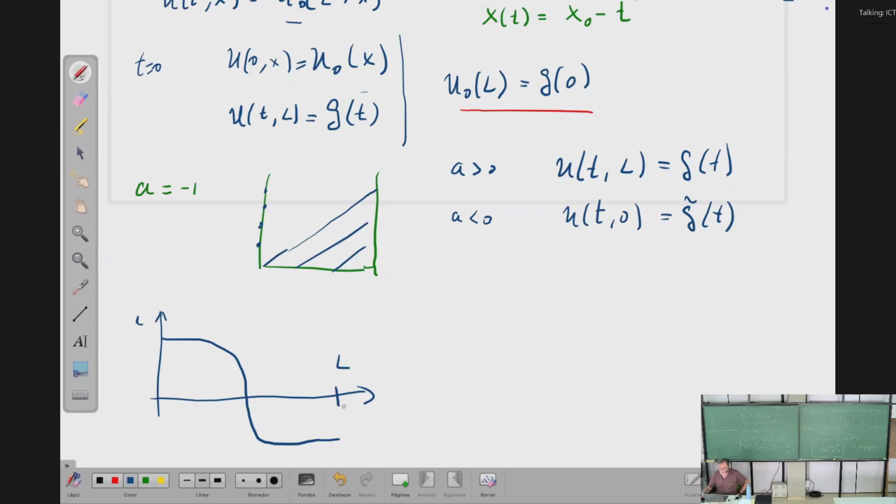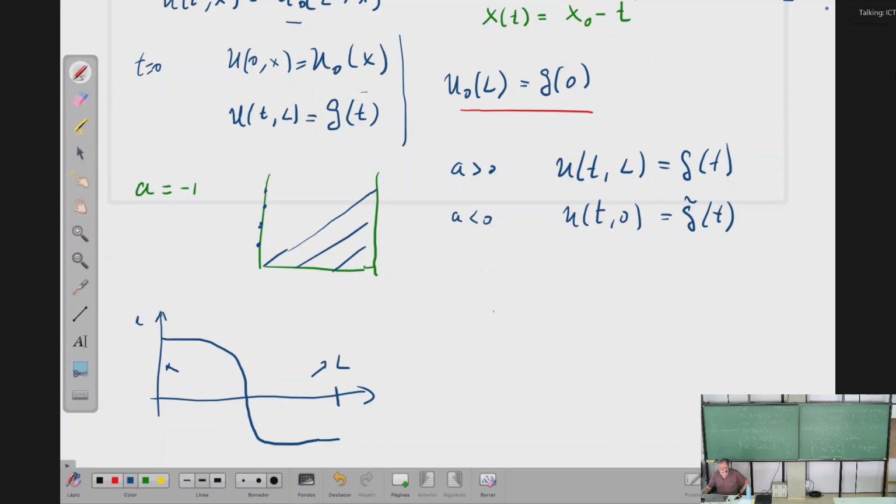Then, since it's negative here, I don't have to give anything here. The wave is going out here. And since it's positive here, the wave is going out here. So I cannot give anything here, or here, and then I don't need to give any boundary condition.